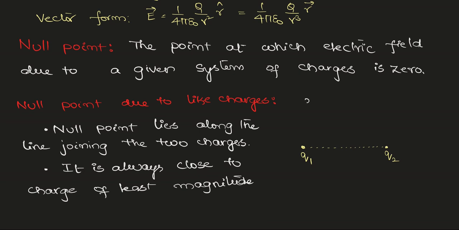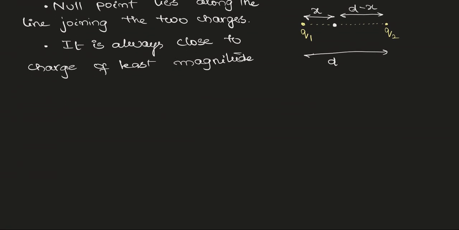Suppose I assume magnitude of Q1 is less than magnitude of Q2. The separation between the two charges, let it be D, so that null point will be close to charge of least magnitude. Suppose this distance is x, this distance will be D minus x. Now our idea is to find the x value. At this point, field due to this first charge will be in this direction. Field due to this positive charge will be directed away, in this direction. So net field at point P is 0.